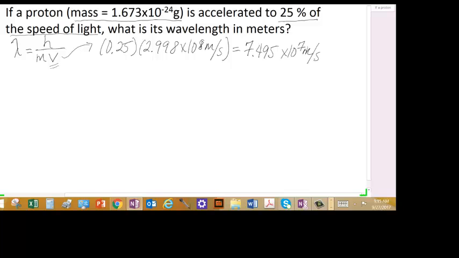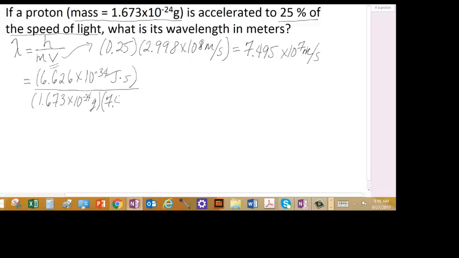We have our mass and Planck's constant is known. So let's start plugging in some terms. Here's Planck's constant, 6.626 times 10 to the negative 34 joule seconds, divided by the mass, which is 1.673 times 10 to the negative 24 grams, and we'll multiply that by our velocity, which is 7.495 times 10 to the 7th meters per second.